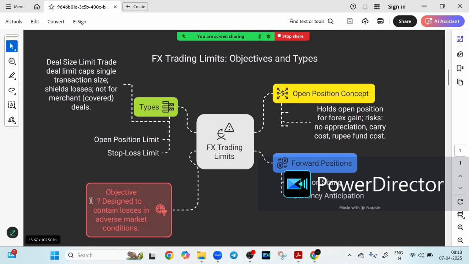This will help you remember things for a longer time, and once you solve MCQs based on them, you will feel confident. So friends, let's dive into a critical control mechanism in forex trading, that is called the FX trading limit.